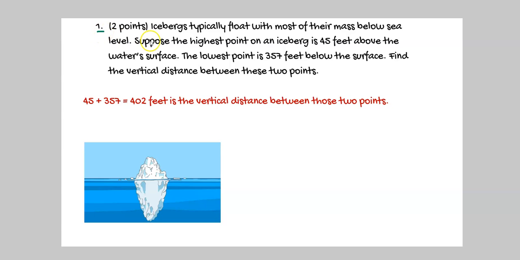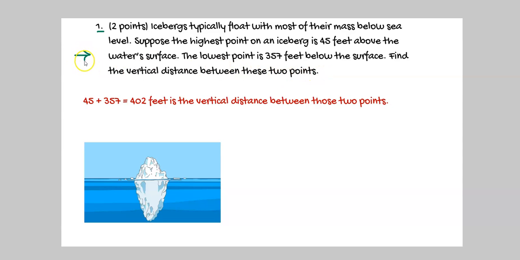Question number 1. Icebergs typically float with most of their mass below sea level. Suppose the highest point on an iceberg is 45 feet above the water's surface. The lowest point is 357 feet below the surface. Find the vertical distance between these 2 points.